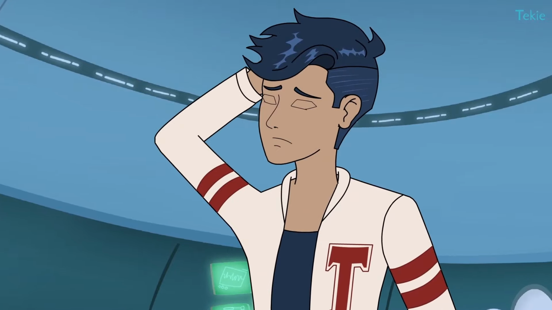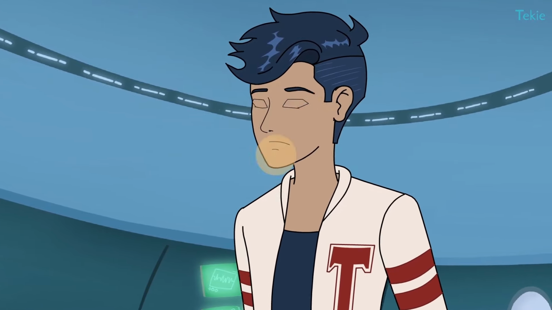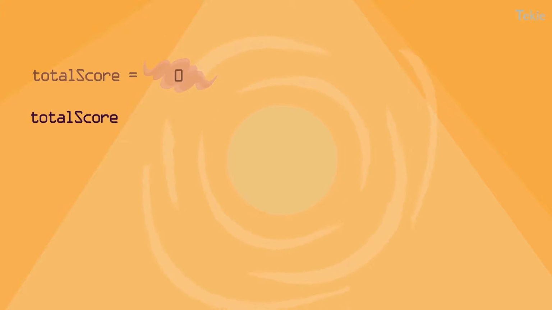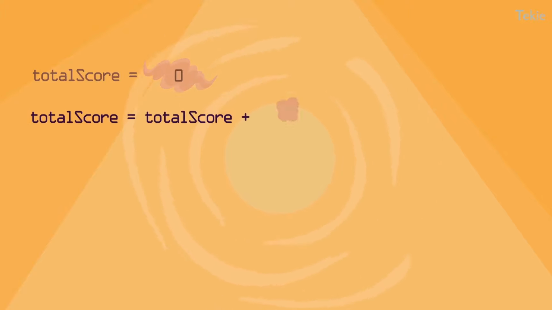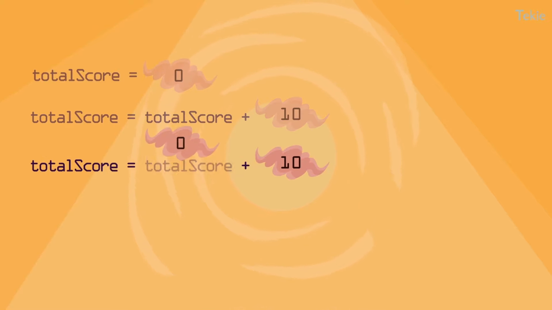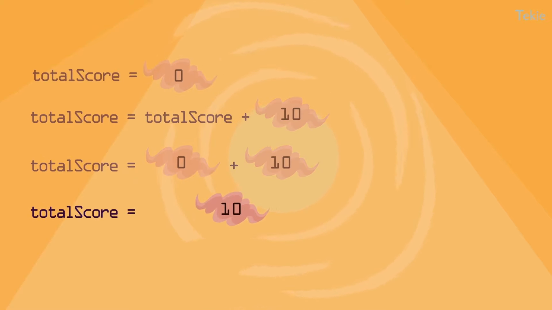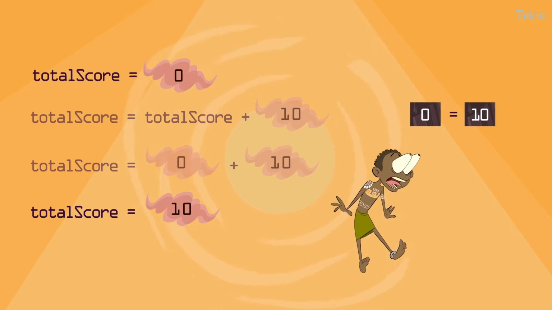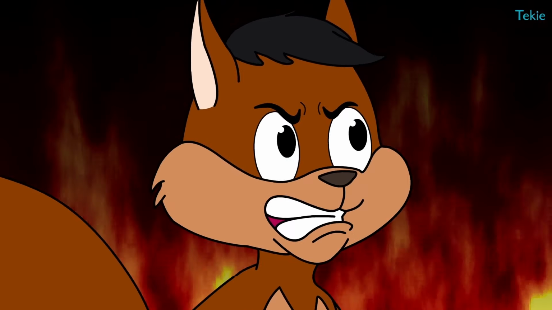But it looks mathematically incorrect to me. If total score is 0, then total score equals total score plus 10 gives us 10. But 0 equals 10. Doesn't make sense. Only Zoe would do that.